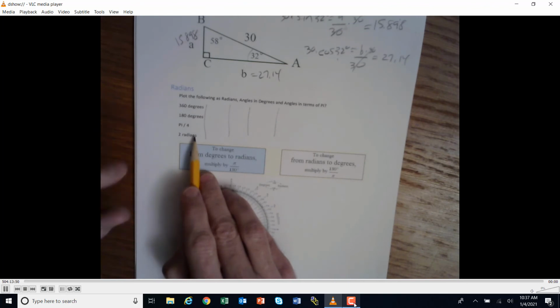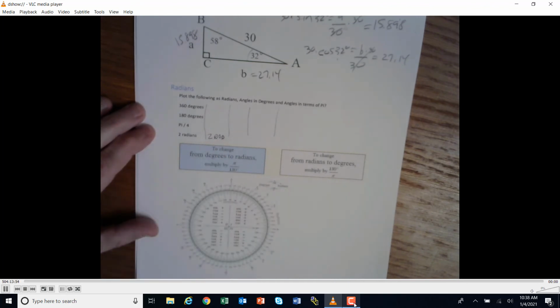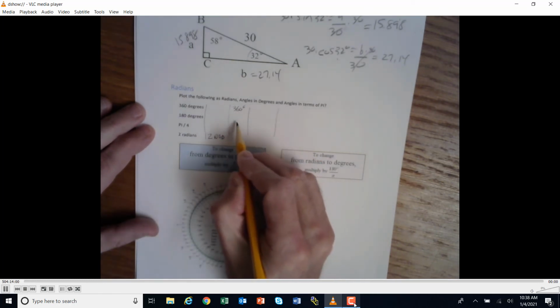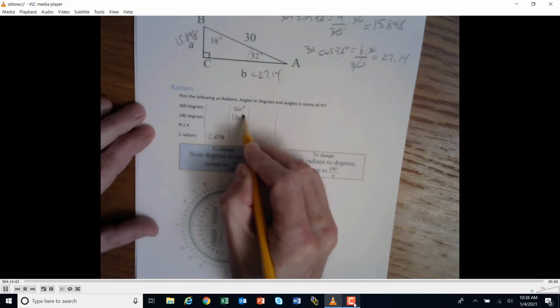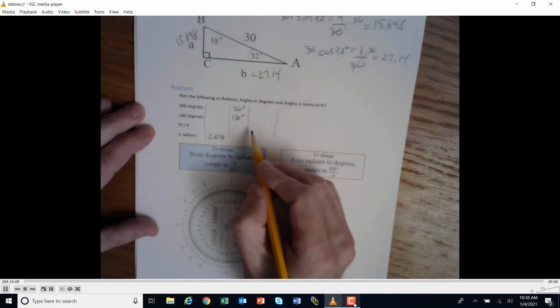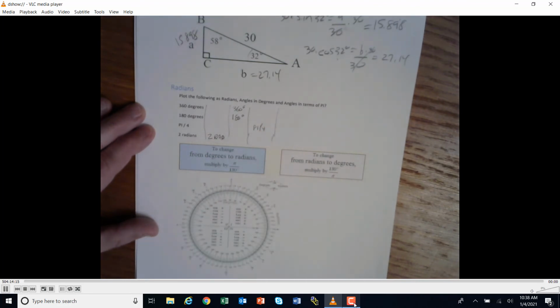This one right here just gave us 2 radians. As angles, this one just gave us that it was 360 degrees, and this one gave us that it was 180 degrees. And angles in degrees, and angles in terms of pi. It gave us that this one is pi over 4. So we're going to need to fill in the charts for the rest of these.